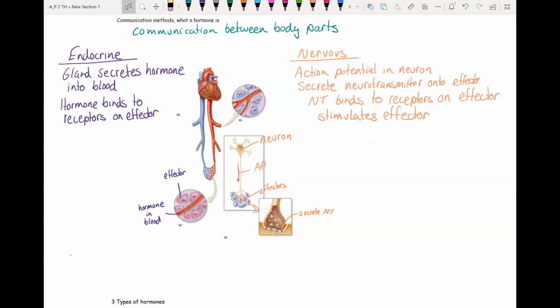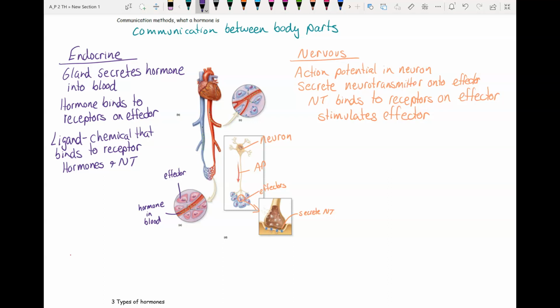So this is where endocrine and nervous are similar. They both have a chemical that binds to receptors on the effector, and this is called a ligand. So you may remember in chapter 12 we talked about ligand-regulated gates. So a ligand is a chemical that binds to a receptor. So hormones and neurotransmitters are your two types of ligands.